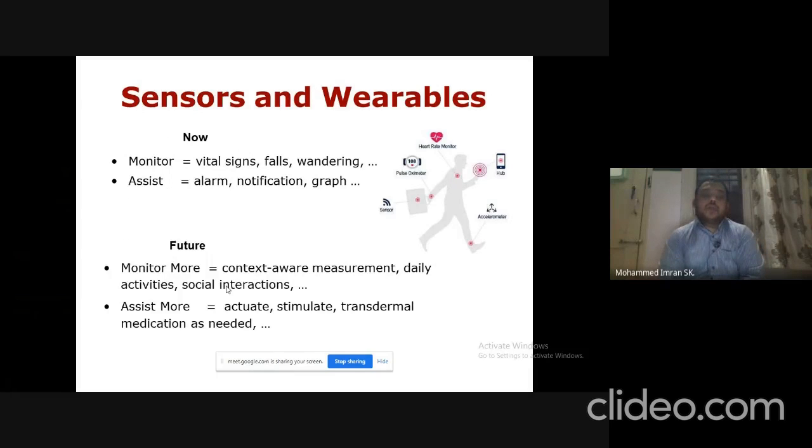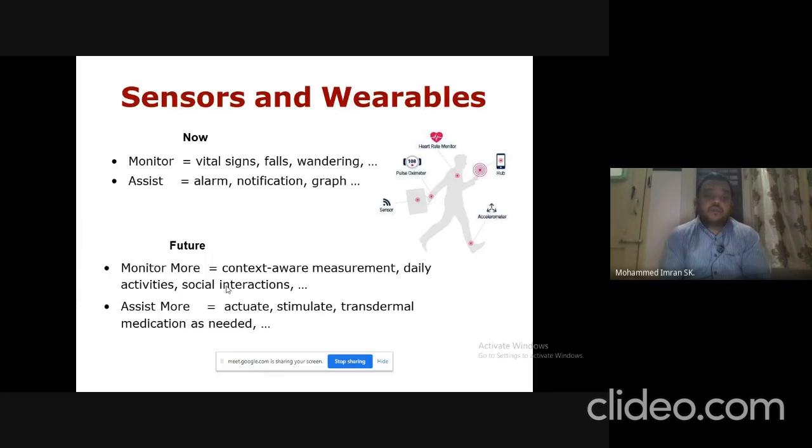How the sensors and wearables are performing now, and what it can be in the future. Sensors and wearables monitor the vital signs, falls and wandering, and assist with alarms, notifications and graphs. In this way you can see the heart rate monitor and pulse oximeter. Through sensors they will be measuring all this. Some points are set, like the hand, the heart, and some positions are set. Next, how the future will be.